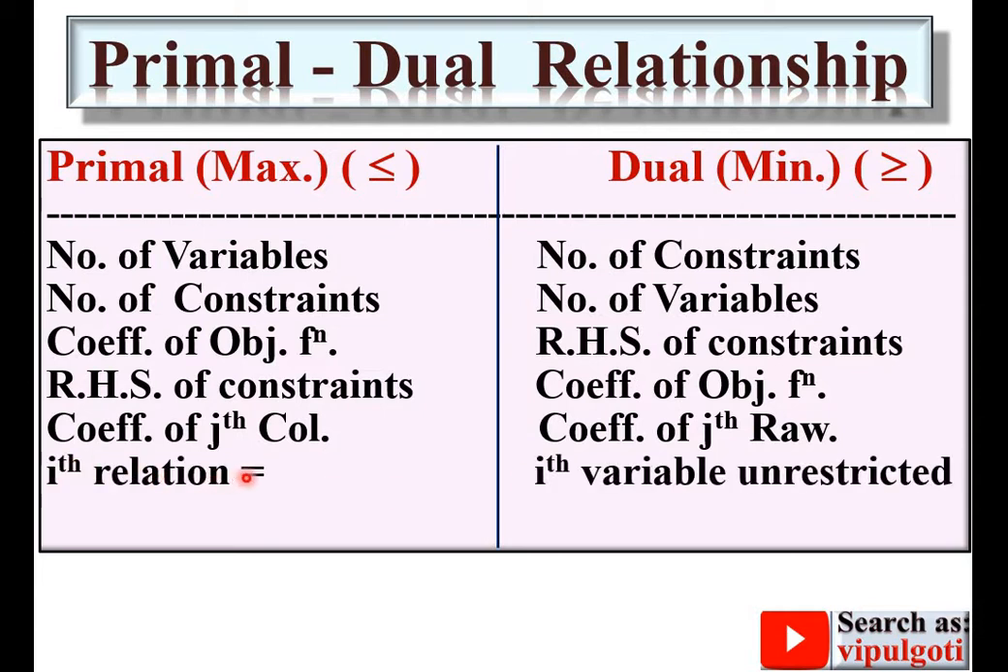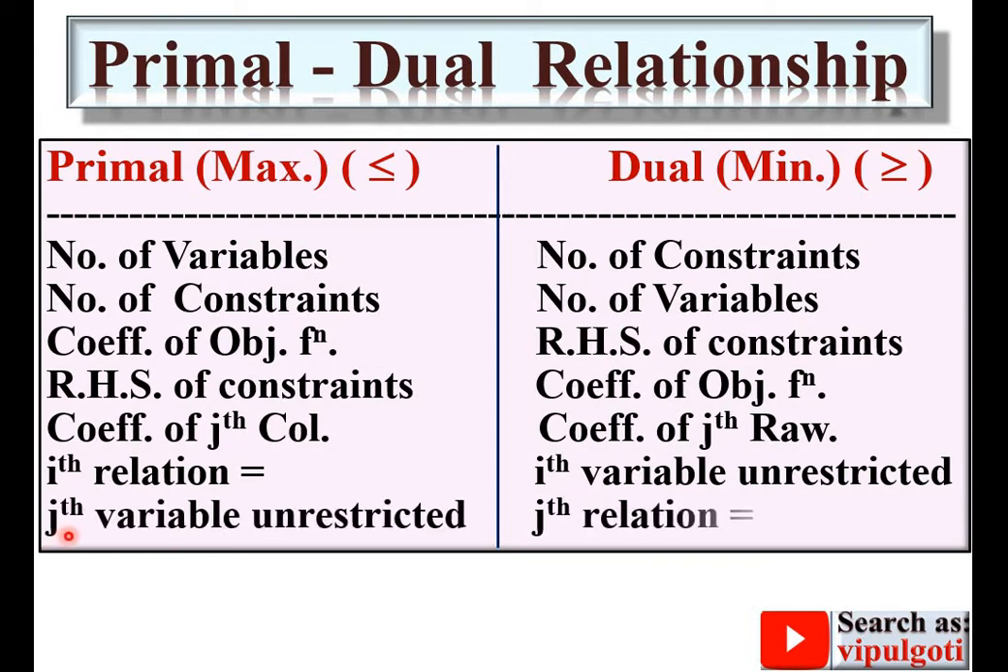Next, if the ith relation is equal to in the primal problem, then the ith variable must be unrestricted in the dual problem. So that also we will see with the help of a problem later. Next, if the jth variable is unrestricted in the primal problem, then the jth relation must be equal to for the dual problem. So you have to remember this important primal dual relationship, and with the help of this relationship we will convert the primal problem into the dual problem.